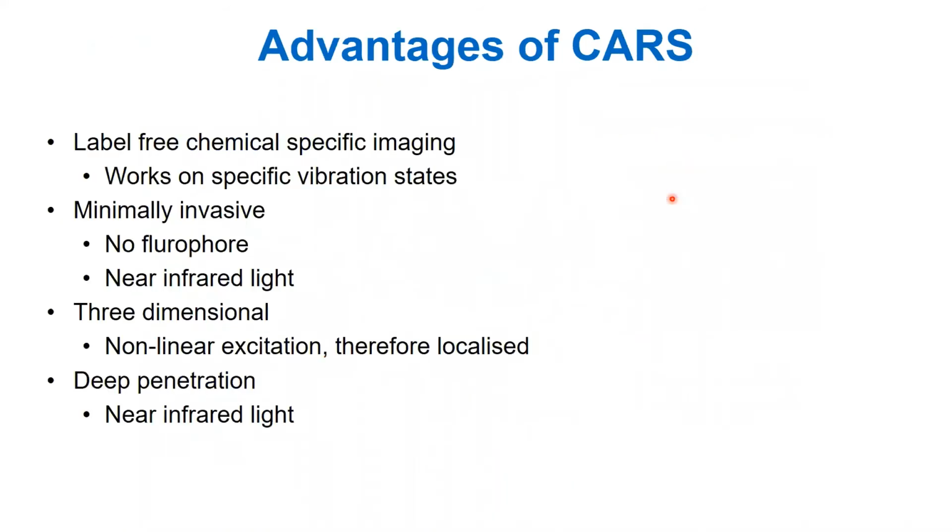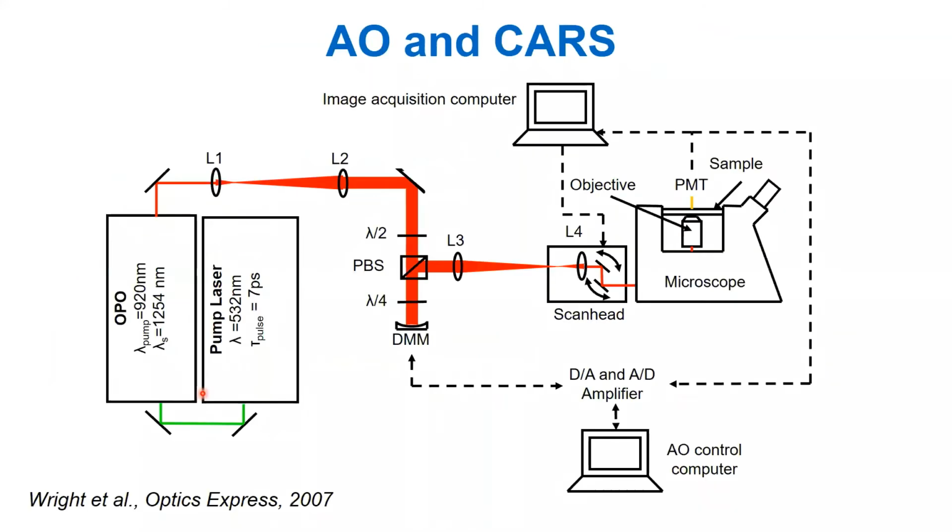Some of the advantages of using CARS is that it's label-free, chemically specific imaging, so you're not putting any fluorophores into your sample, and because of that people think of it as minimally invasive. You tend to use longer wavelengths, which has some benefits when you want to image deep. It's non-linear excitation, therefore it's localized, and it gives you a nice three-dimensional image, and the near-infrared light tends to help you go deeper into your sample.